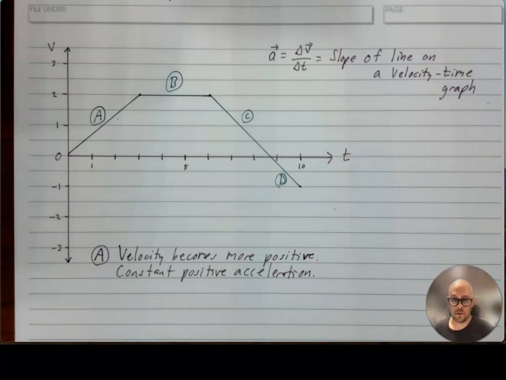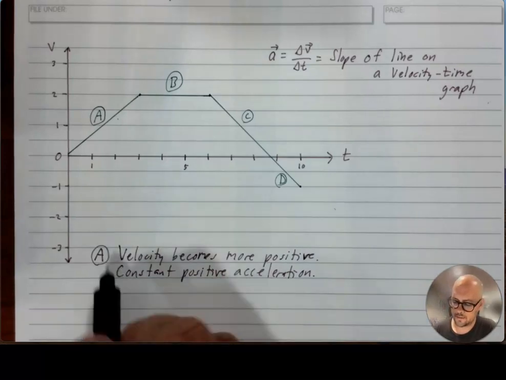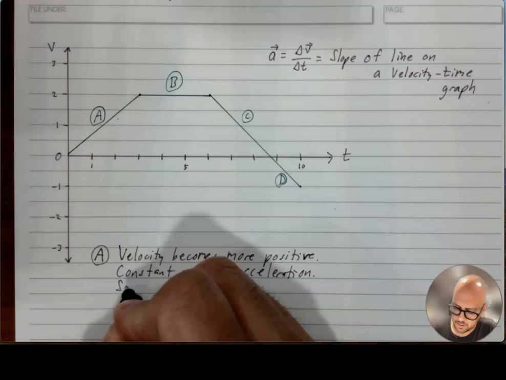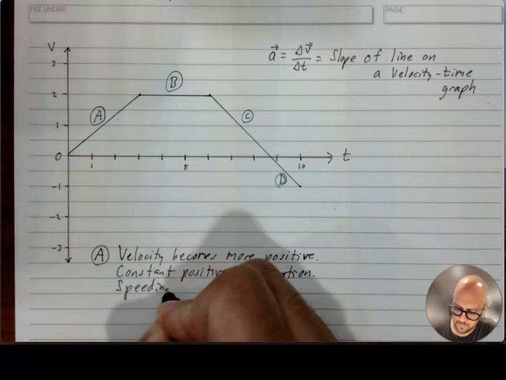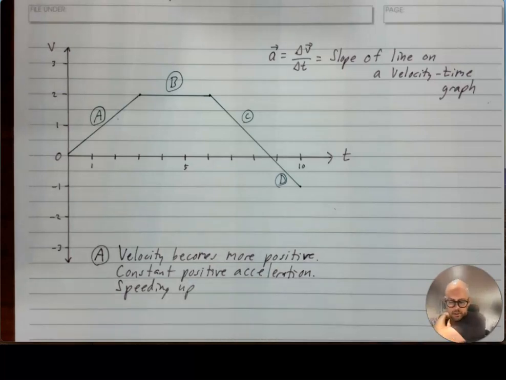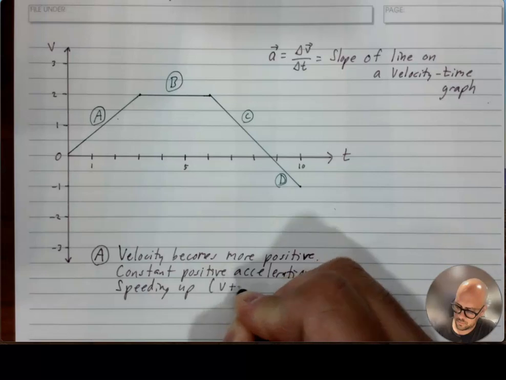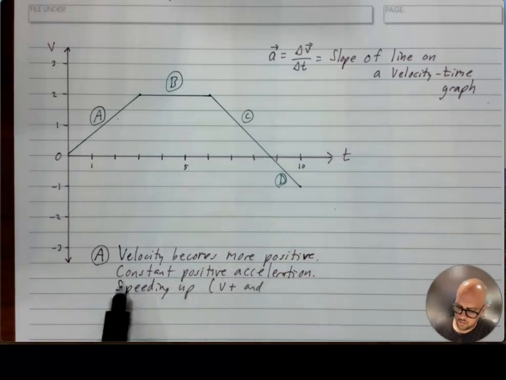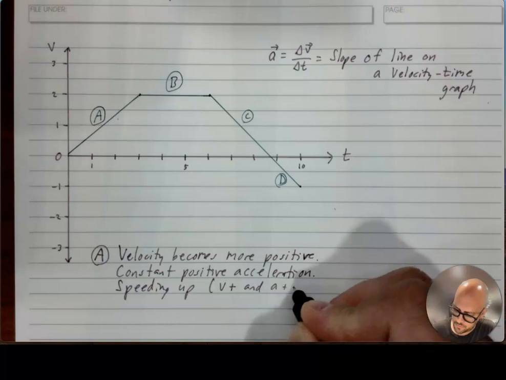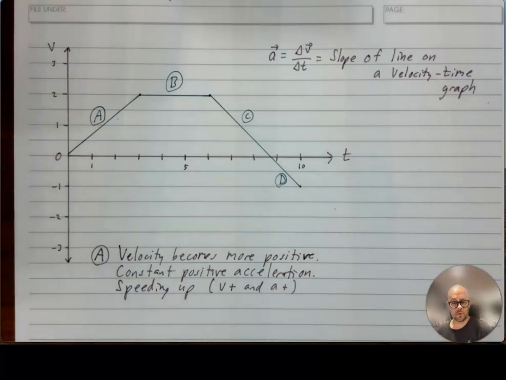Okay, in another video you learned about speeding up and slowing down in terms of acceleration. And so the last thing that we can write is this object is speeding up. Now, there's a couple different ways you can know that. The velocity becomes positive, and the acceleration was positive. And when those two vectors have the same sign, then the object is speeding up. But there's an easier way.